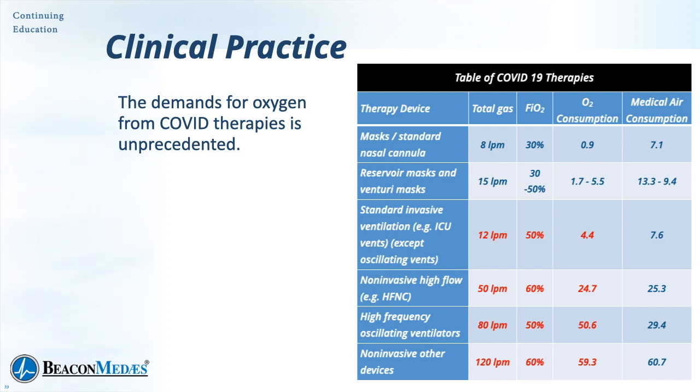But now we start to get into things where we're treating COVID patients and we start to see standard invasive ventilation. Quantity of gas is not that great, but the FiO2 is very high. So we're starting to consume a fair amount of oxygen this way, 4.4 liters, the remainder made up with medical air. And in this case, of course, the medical air has to be from the wall. We need pressurized medical air.